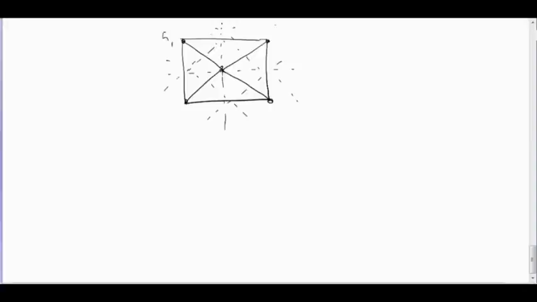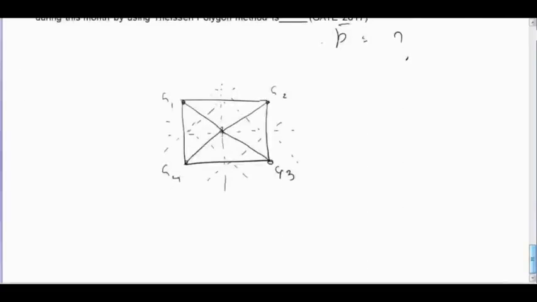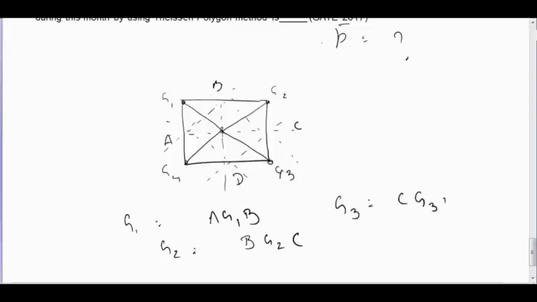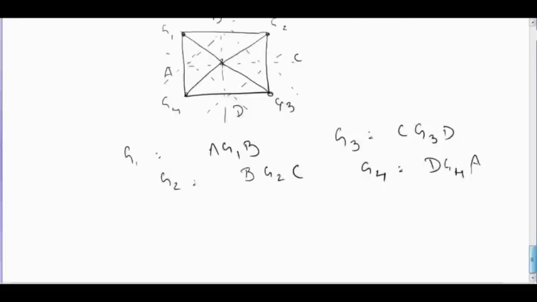Now, what you will do? This is G1, this is G2, this is G3 and this is G4, right? And you will name it as A, B, C and D. So, for G1 your area enclosed will be A G1 B and for G2 your area enclosed will be B G2 C. For G3 your area enclosed will be C G3 D and for G4 your area enclosed will be D G4 A. Moving in the clockwise direction and naming it accordingly in the clockwise direction only. And your G5 will be what? A, B, C, D.